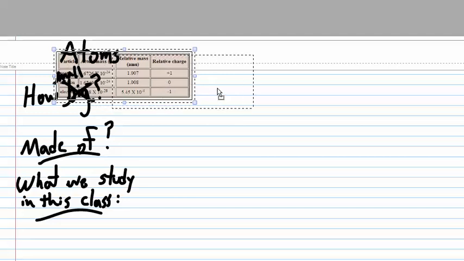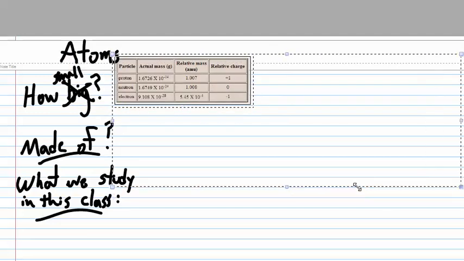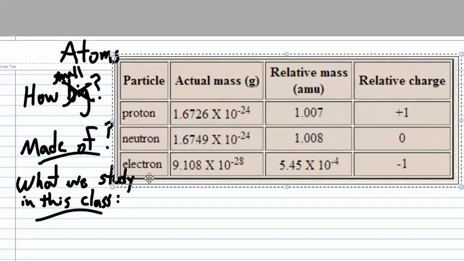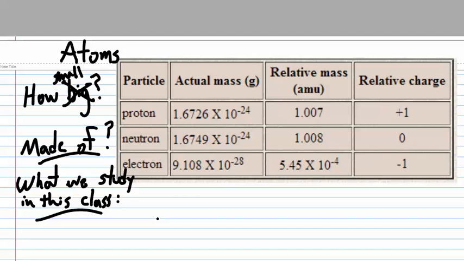What's going on with this video? Well, what are atoms made of? They are made of smaller particles. We call them subatomic particles, and you can slice even these particles smaller, but these are the big three that we need to talk about in this class. And hopefully they are things that you've heard of before.